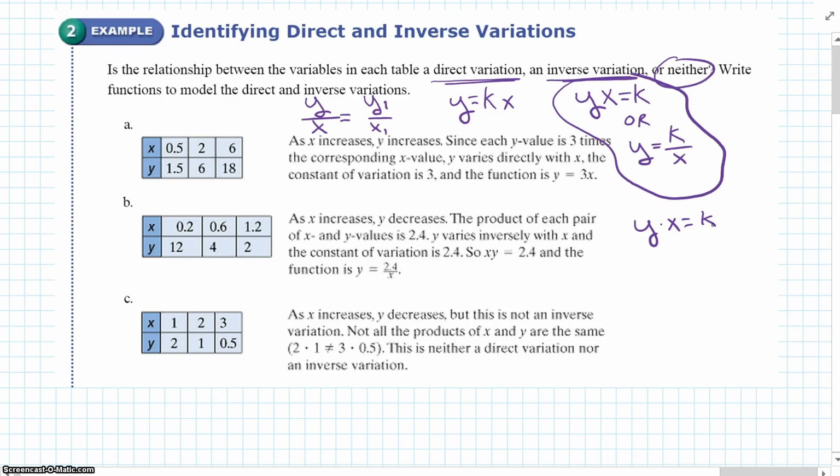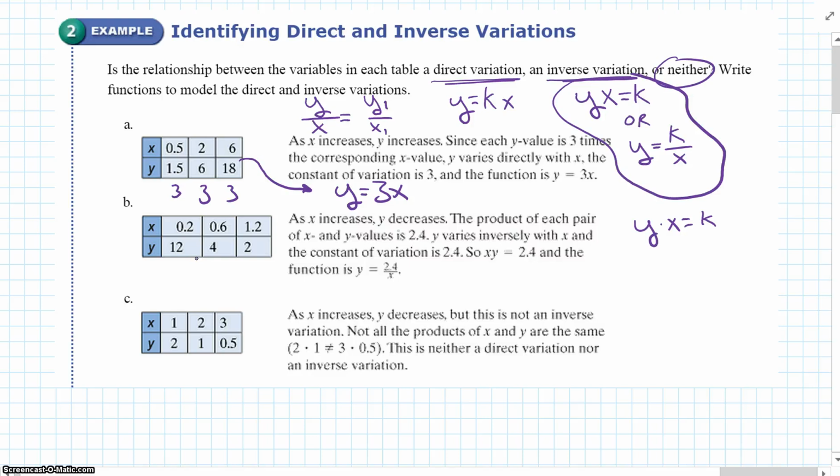So first we can just divide them. 0.5 goes into 1.5 3 times, 2 goes into 6 3 times, 6 goes into 18 3 times. Since they divide into each other equally every time, that's a direct variation of 3. So we could say y equals 3x. Okay, so let's divide these. 0.2 goes into 12 a lot of times, 60. 0.6 goes into 4, well, not 60, so it's not a direct variation.